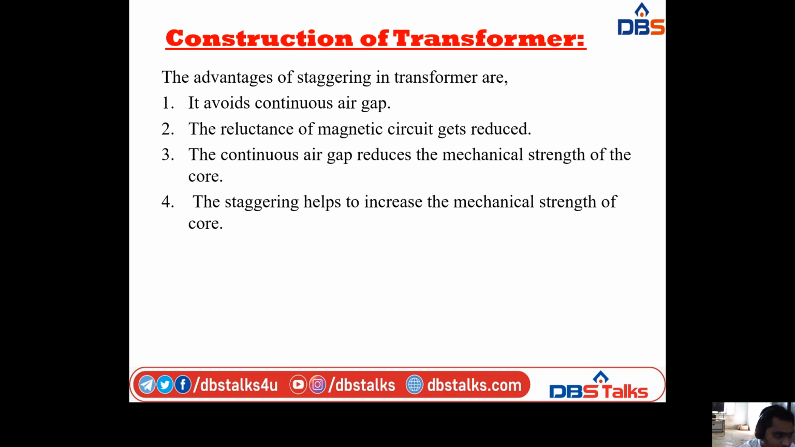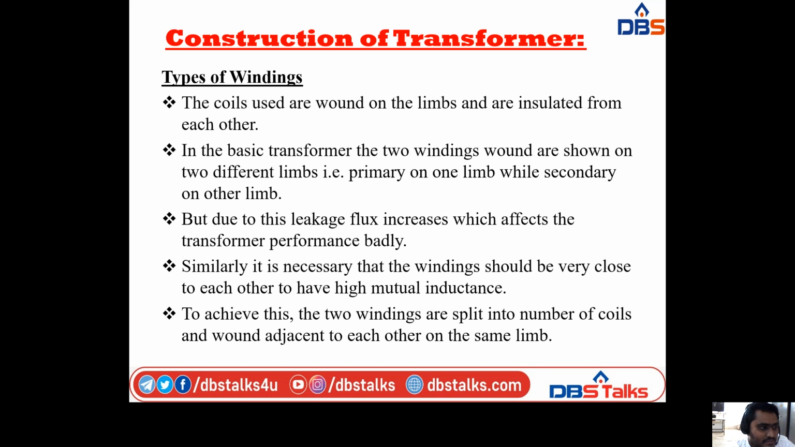And next coming to the advantages of staggering in the transformer. Why are we using staggering in the transformer? To avoid the continuous air gap in the joint, we have to use staggering, and the reluctance of the magnetic circuit gets reduced. Next, the continuous air gap reduces the mechanical strength of the core. So staggering helps to increase the mechanical strength of the core.